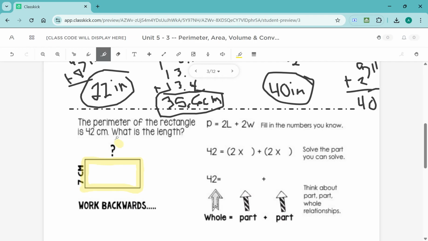Now I'm trying to find the length, so we'll have to use that information. The perimeter was 42 centimeters. What is the length? This is kind of set up for us, and we'll plug in some numbers and see if we can solve it. We know based off of our star chart for a rectangle, perimeter equals 2 times the length plus 2 times the width. Sorry, there are 2 widths and 2 lengths. We don't know the lengths yet, right?